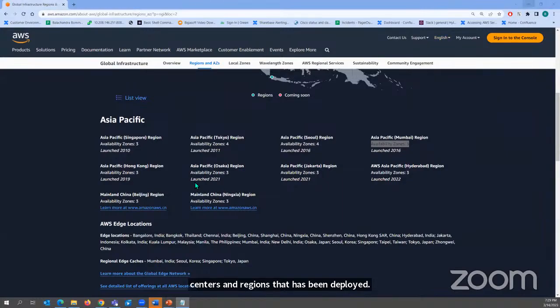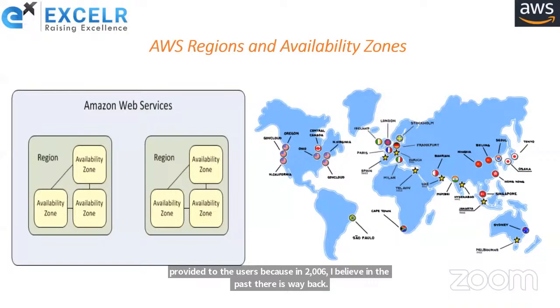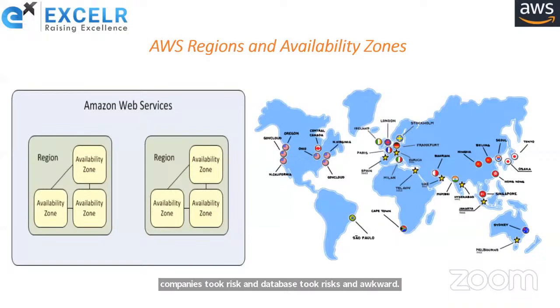So why is AWS so famous currently, and why is it such a reliable service for the users? Because in 2006, way back, no companies took the risk and AWS took the risk, and it has occupied almost 40% of the market currently. Because it provides on-demand delivery of compute, database, storage, applications and other IT resources through a cloud services platform via the internet with pay-as-you-go pricing.